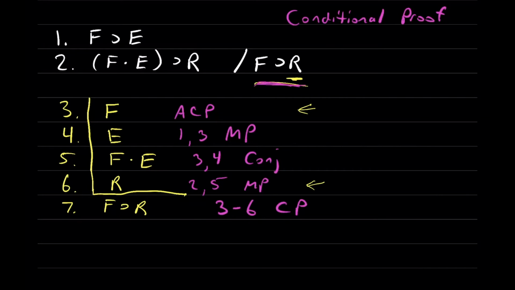F implies R, again, has to be outside the scope of that vertical line, because everything inside the vertical line we don't know is actually true. But once you're done with the conditional proof and you've closed it off and you've generated this conditional, F implies R, we know that that conditional, if F then R, has to be true, no matter whether F is true. Okay, so this is a very textbook example of a conditional proof. Let's do another one.